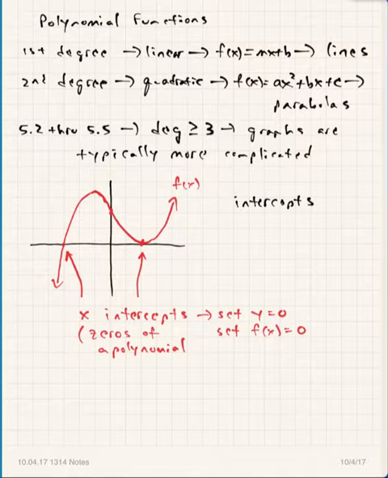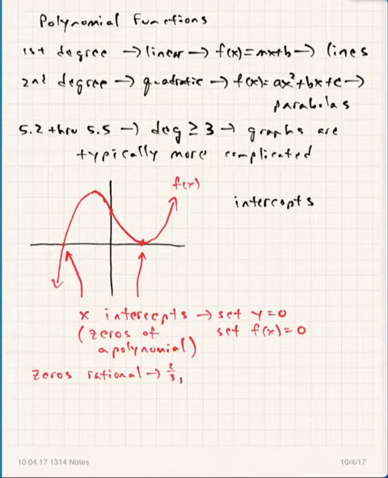Right, so zeros of a polynomial and the x-intercepts are not necessarily the same thing, but you find them the same way. Now, zeros for a polynomial come in several different flavors. Zeros can be rational numbers. So rational numbers would be like the fractions, 2/3, -1, 5/8, 0, right? Those are all rational numbers.